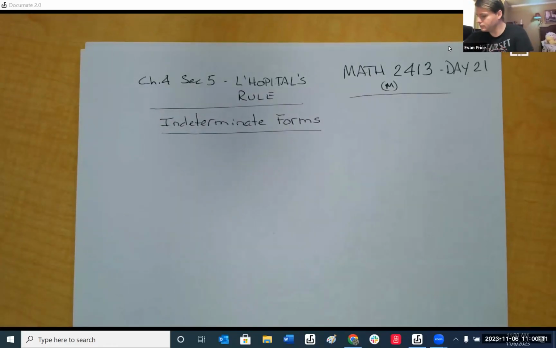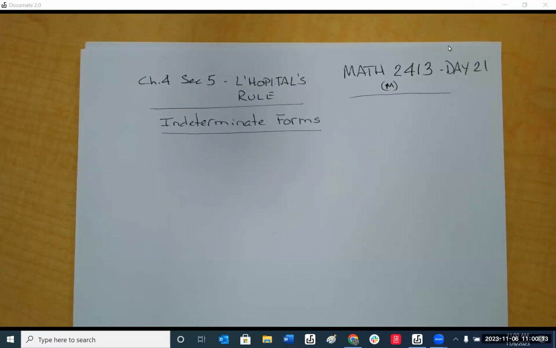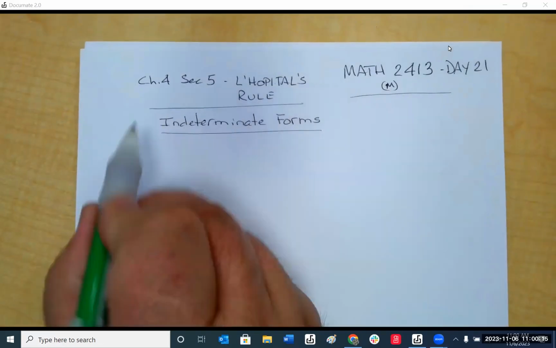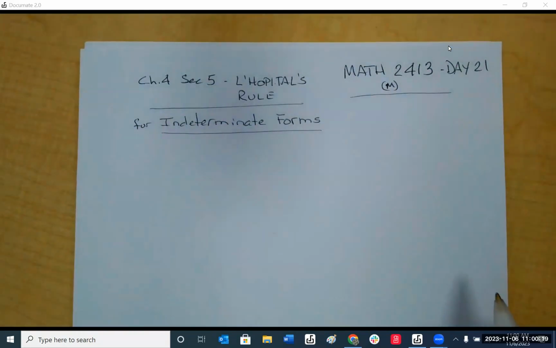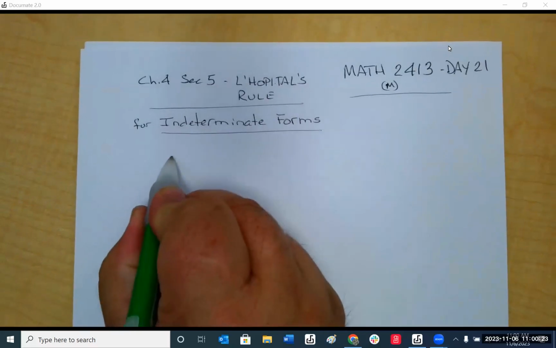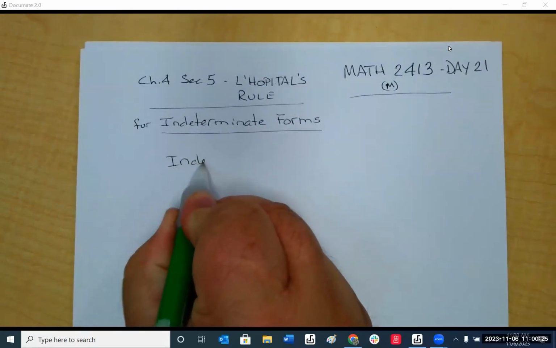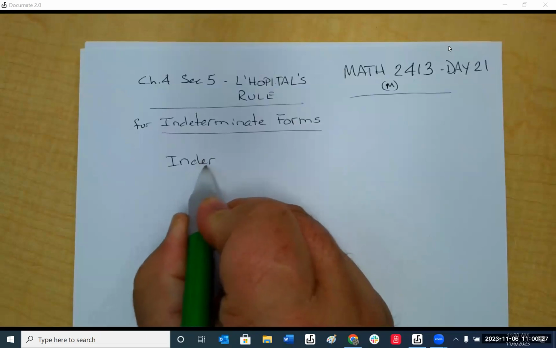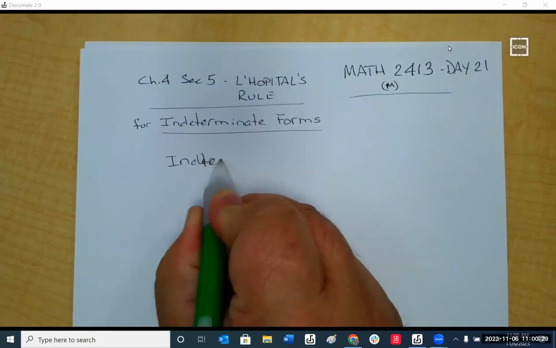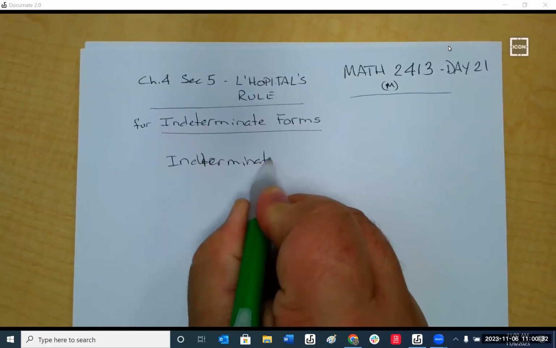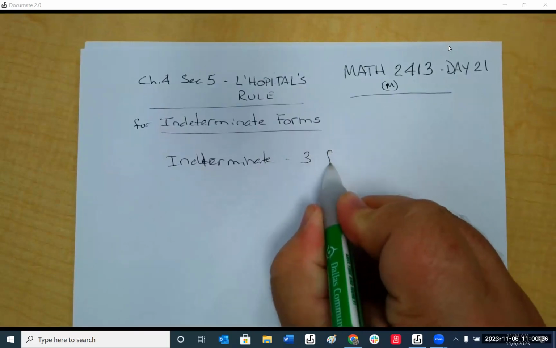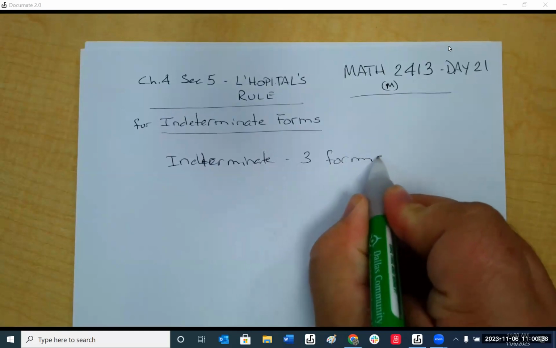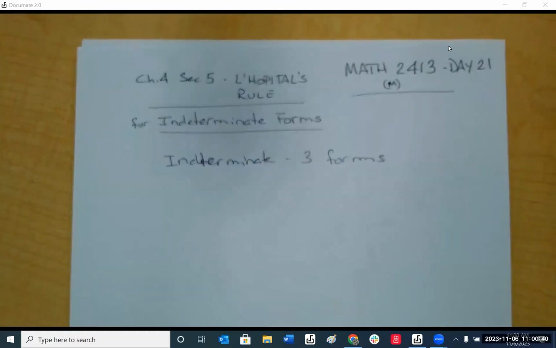All right, the first thing we're going to talk about is section 5 of chapter 4, L'Hopital's rule, indeterminate forms. Indeterminate comes in 3 forms. When a function is indeterminate, it comes in 3 forms.